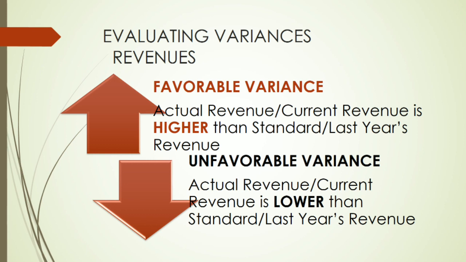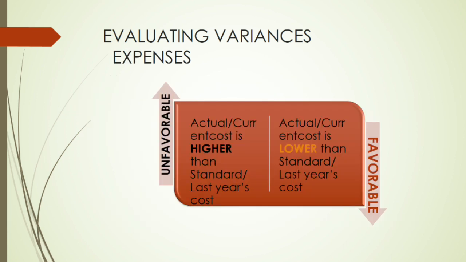So, sa revenues, malalaman na favorable siya kapag yung actual revenue or yung current revenue for the year is higher than the standard or last year's revenue. And para masabi naman na unfavorable siya, ang actual revenue natin or yung current revenue ay mas mababa kesa sa revenue last year. So, pagdating sa expenses, baliktad naman siya. Unfavorable siya kapag mas mataas yung cost natin ngayong year kesa last year. Tapos, magiging favorable lang siya kapag yung actual cost natin this year ay mas mababa kesa sa last year.